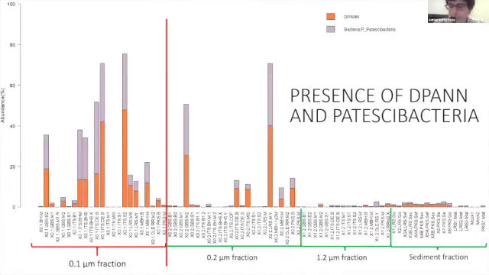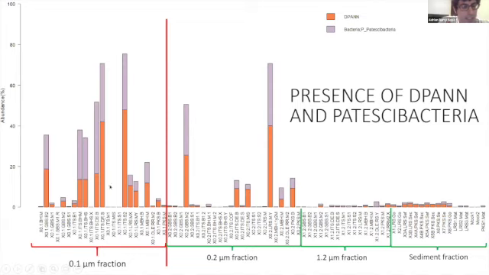The second main highlight that I want to bring to the table about the UFA is the presence of two groups: the group Diapherotrites that belongs to the domain Archaea and the group Patescibacteria that belongs to the domain Bacteria. And in spite of belonging to two different domains, these two groups share common characteristics. One of those is that they are small. They are small enough that in some cases they are able to go through 0.2 micrometer pore size filters and be retained in the 0.1 micrometer fraction.